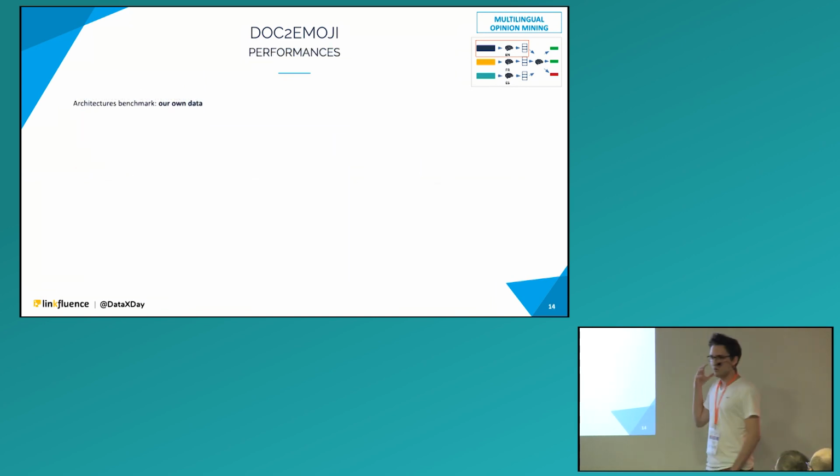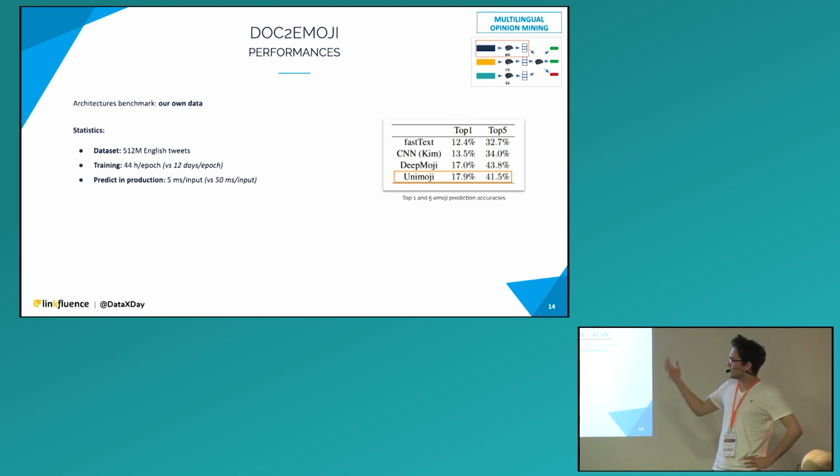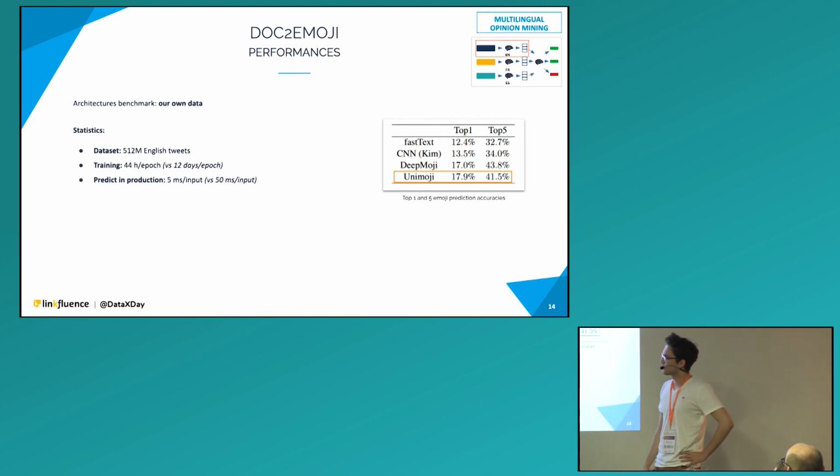So, okay, we built a new model, but we needed to benchmark it against the LSTM with attention to see whether the emoji prediction is still good compared to a recurrent neural network. So we benchmarked the two architectures on our own data. We took a data set of 512 million English tweets. And for the CNN, the training time was only 44 hours per epoch compared to 12 days. But the most important was the prediction time in production, which was only 5 milliseconds per input against 50 milliseconds per input, which was 10 times faster.